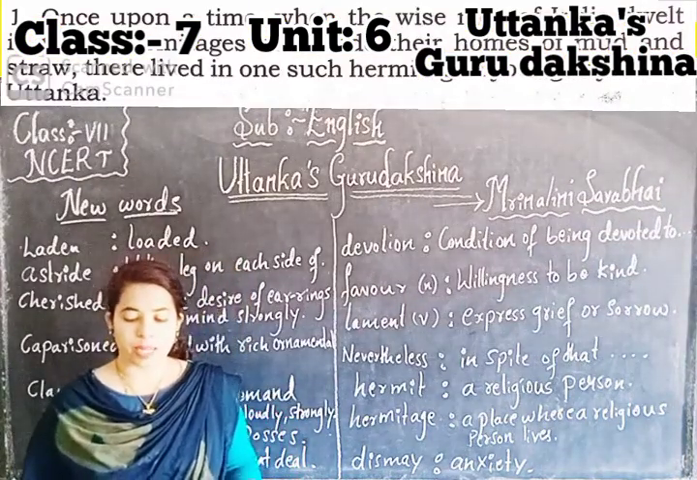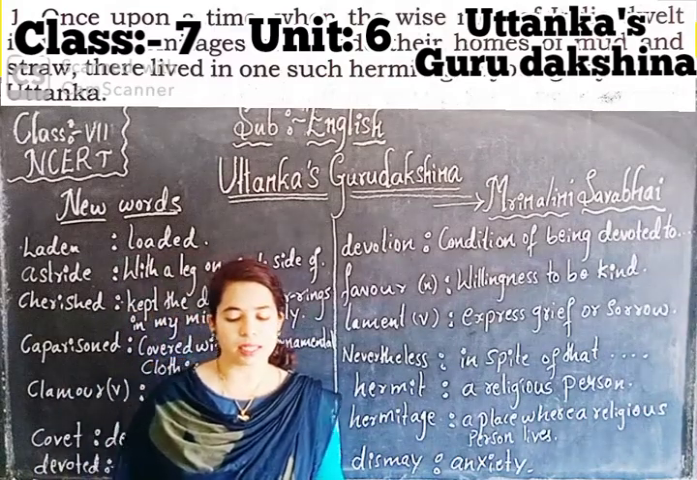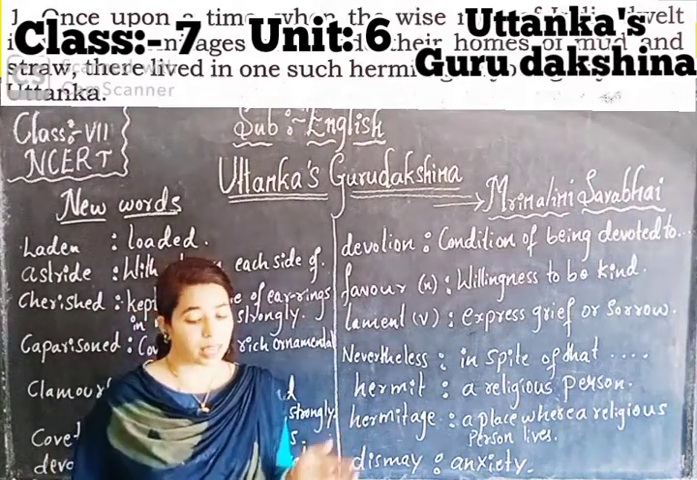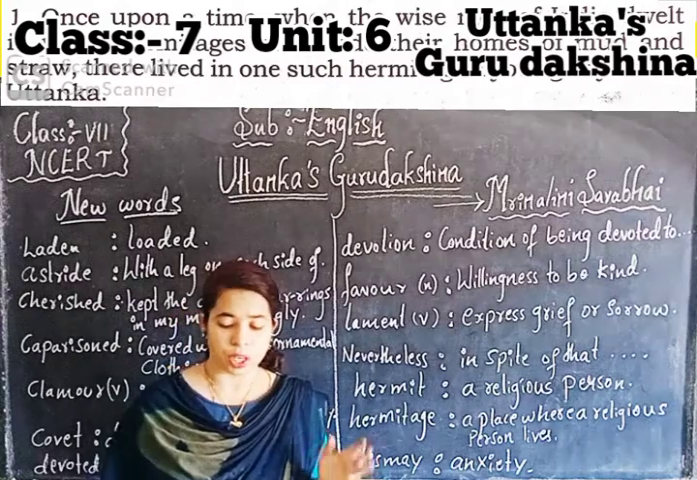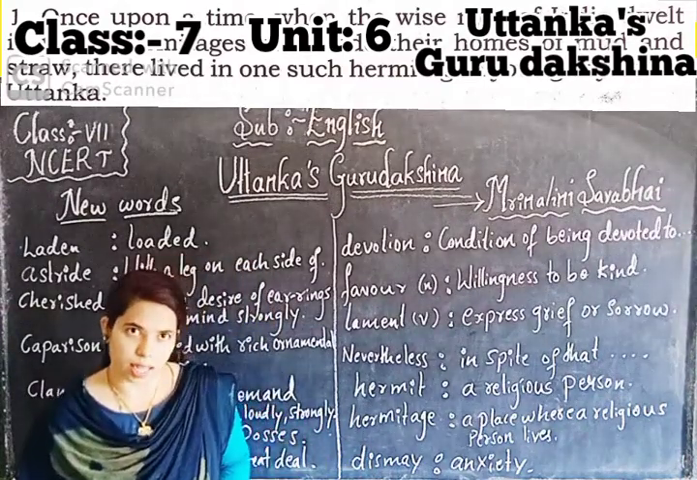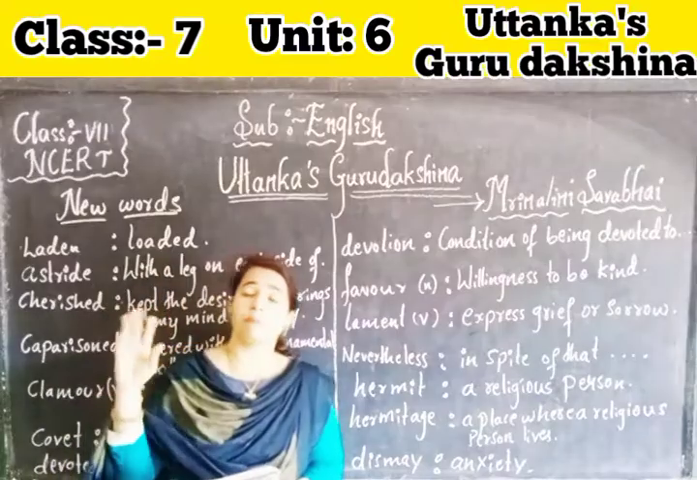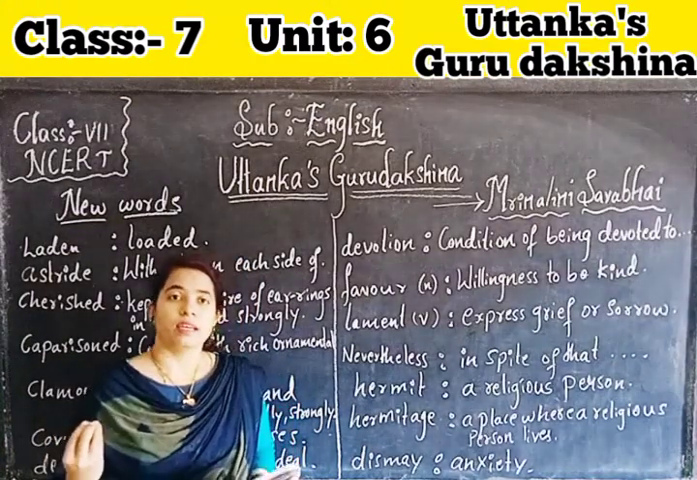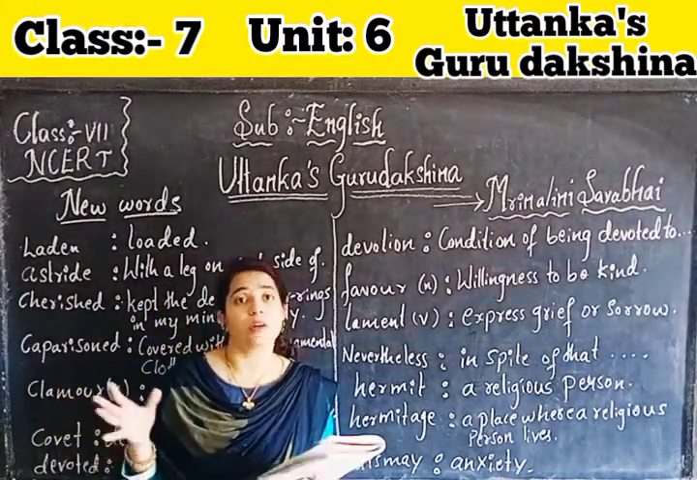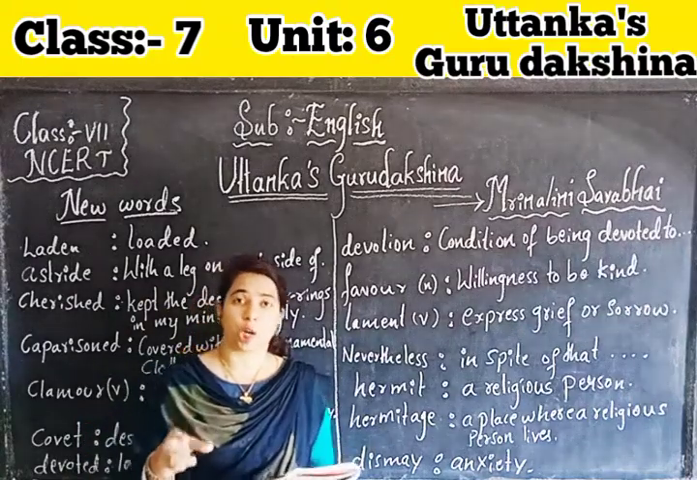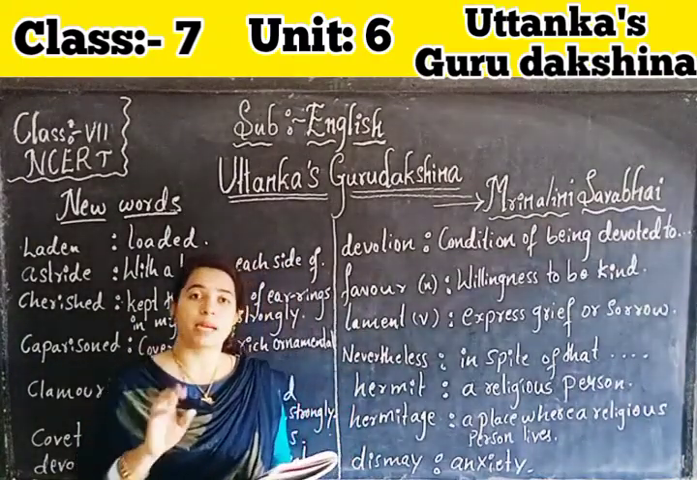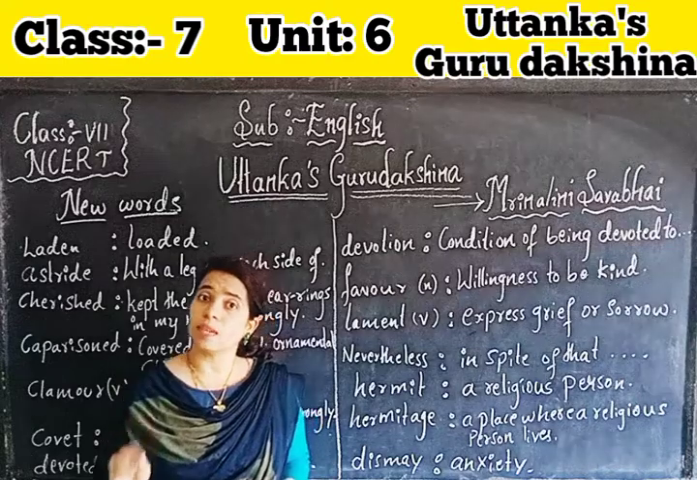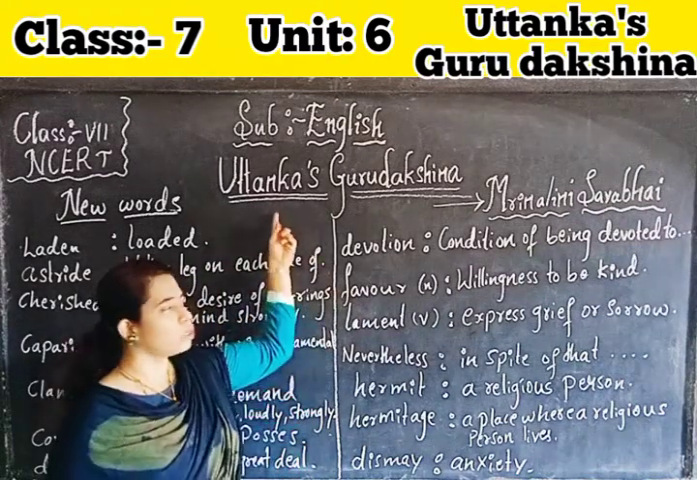Once upon a time, when the wise men of India dwelt in forests, hermitages, and made their homes of mud and straw, there lived in one such hermitage a young boy called Uttanka. What happens here? Once upon a time, in olden days, there lived a wise man, a hermit. They lived in a forest, building homes with bamboo sticks, straw and mud. There also lived with that religious person a hermit boy named Uttanka.